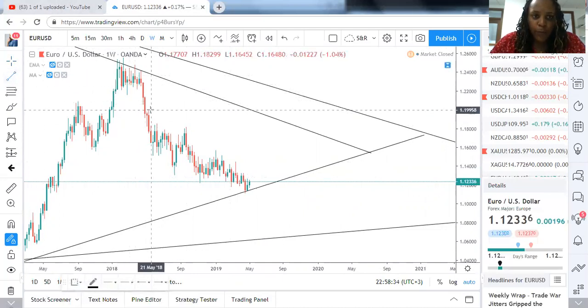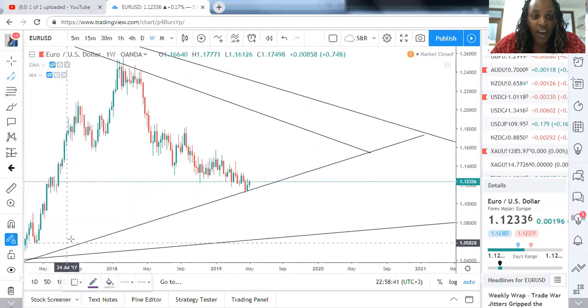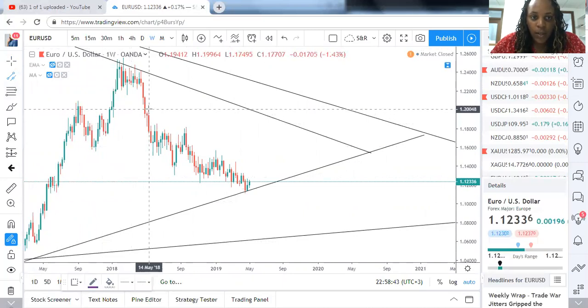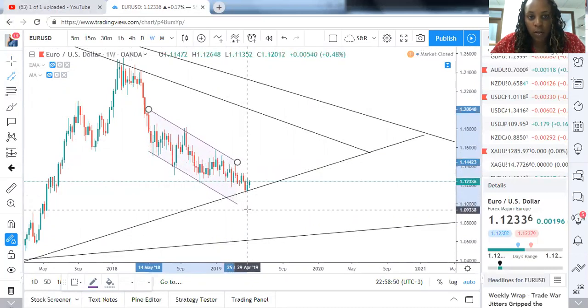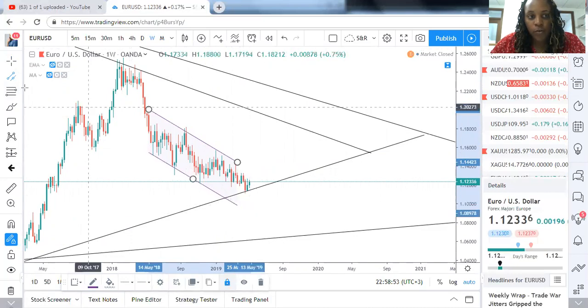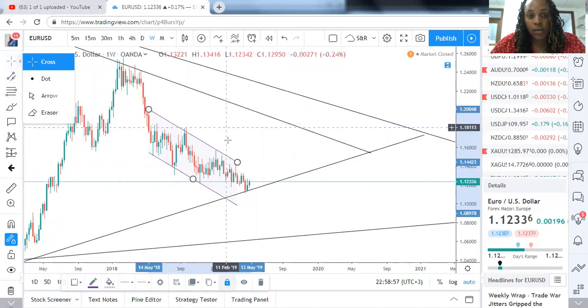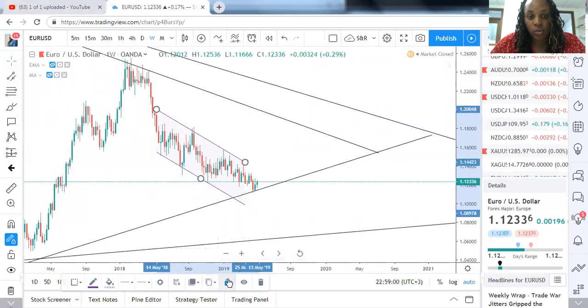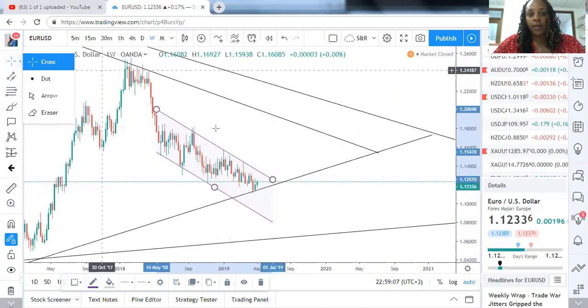But if we really take a look at this pair right now, even right here, let's take a channel. We look at the momentum of this pair, right? Coming down here. First of all, I want you guys to understand what I've used here is a parallel channel. Just to show you guys what I have identified here. All right, so I'll put it like that.